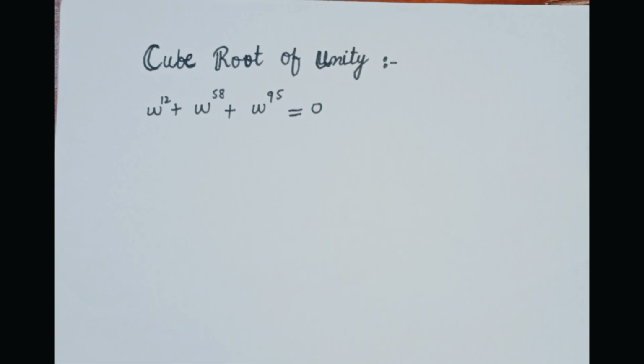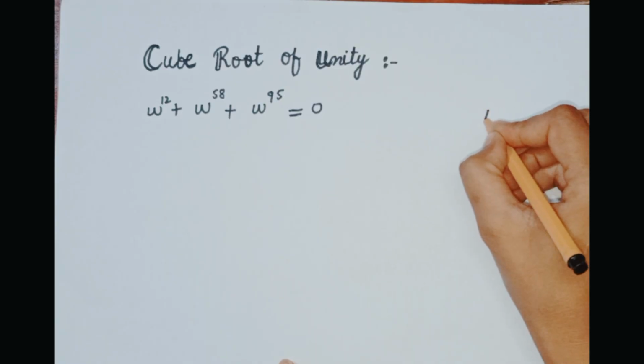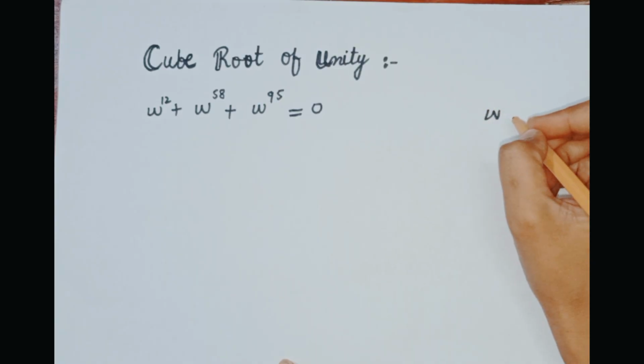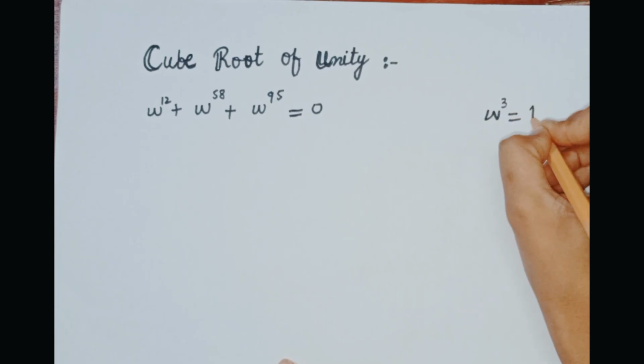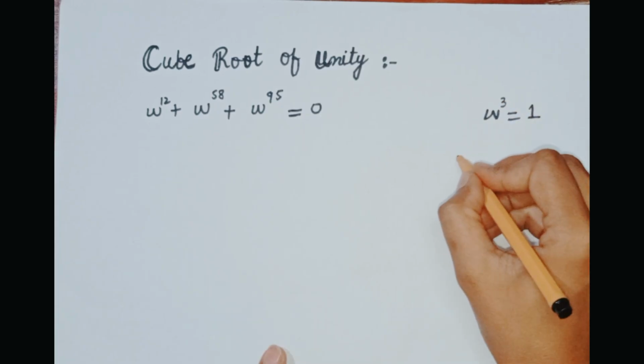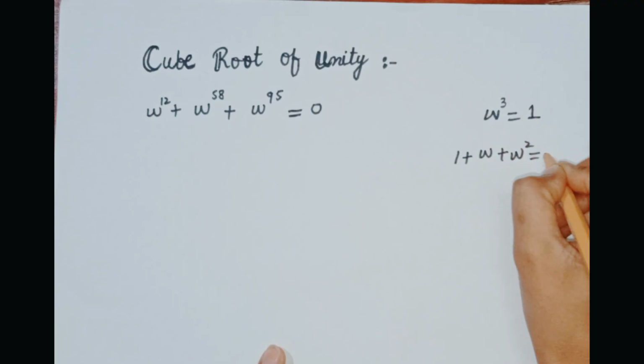Today I solve cube root of unity. First, we know that omega cube is equal to 1 and 1 plus omega plus omega square is equal to 0.